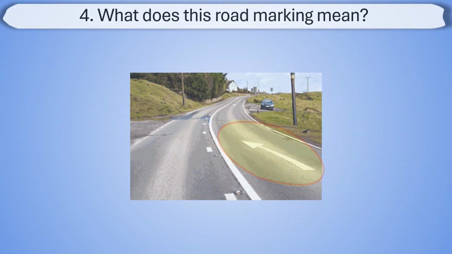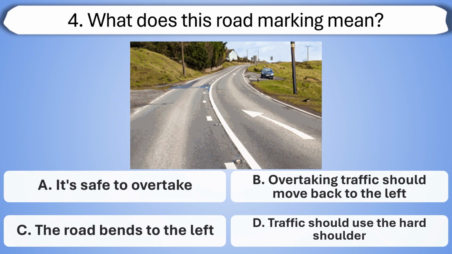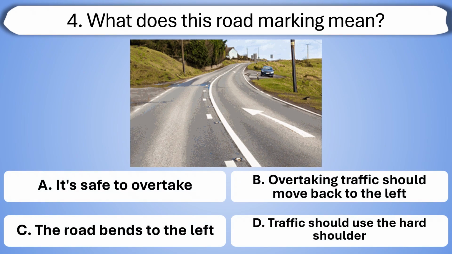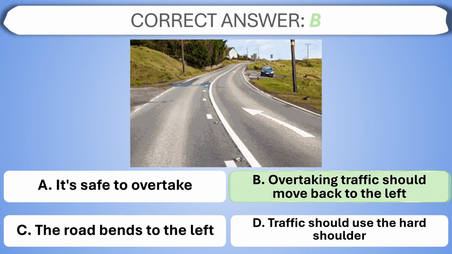4. What does this road marking mean? A. It's safe to overtake. B. Overtaking traffic should move back to the left. C. The road bends to the left. Or D. Traffic should use the hard shoulder. The correct answer is B. Overtaking traffic should move back to the left.